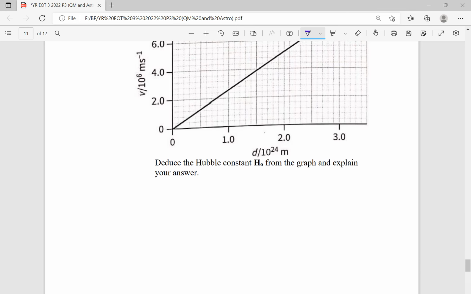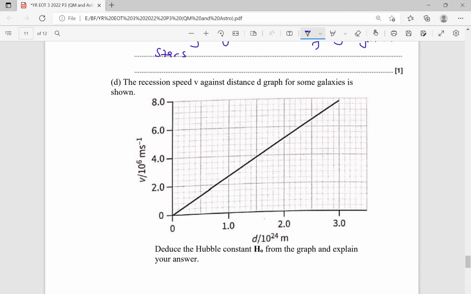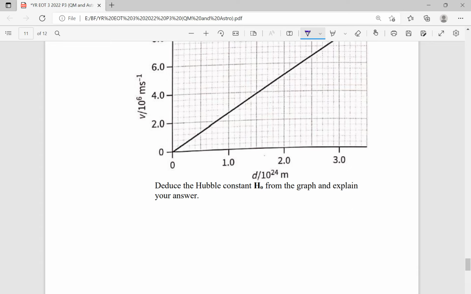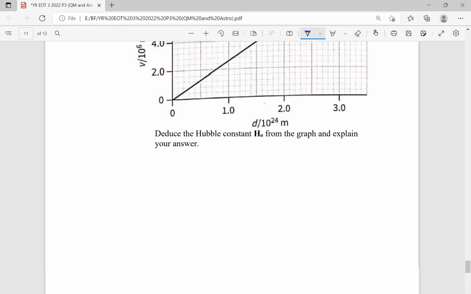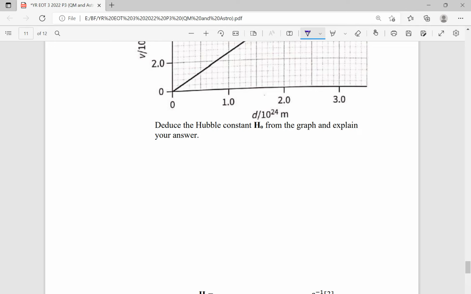Next, they gave us a graph of the recessional speed v against distance d for some galaxies. Deduce Hubble's constant, H naught, from the graph and explain your answer. So we want to deduce Hubble's constant. Remember, Hubble's law states that the recessional velocity is directly proportional to the distance. That means if it is a graph of v against d, Hubble's constant H naught must be equal to the gradient.